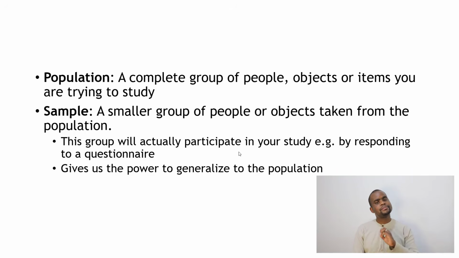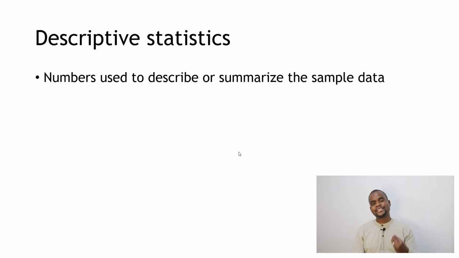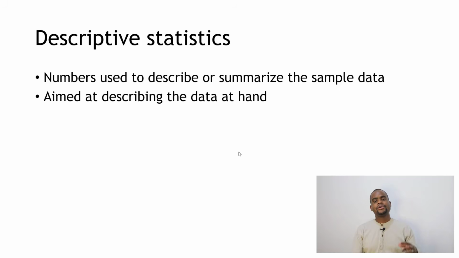So now let's go into the branches of statistics. The first branch of statistics is called descriptive statistics. As the name suggests, we use descriptive statistics to describe or summarize your data. And which data are we talking about? The sample data, that is, the data at hand. So descriptive statistics is only about summarizing the data that you have collected. It's not about talking about the whole population. The goal of descriptive statistics is to just summarize and describe the data that you have at hand.